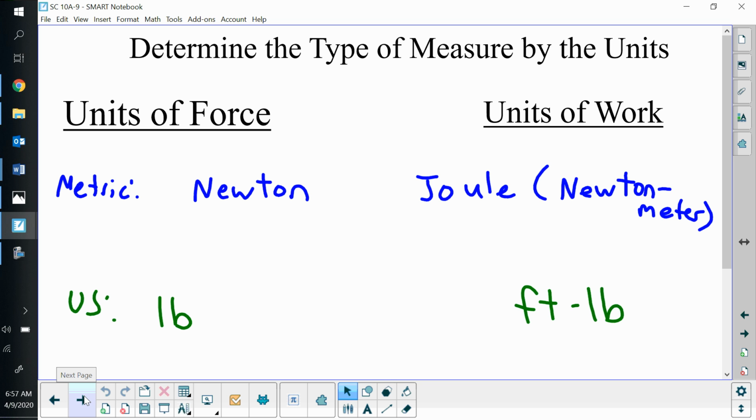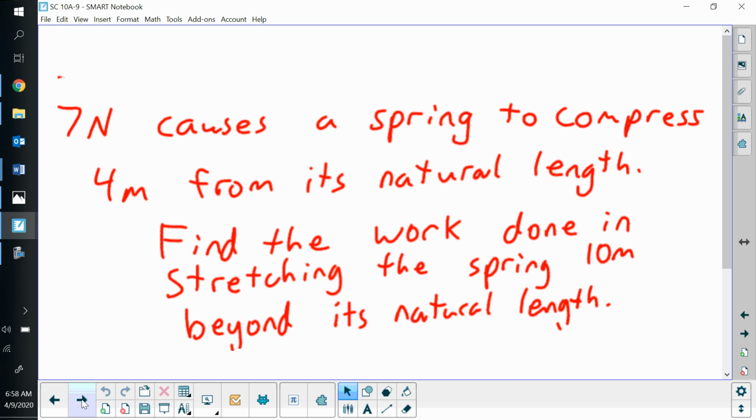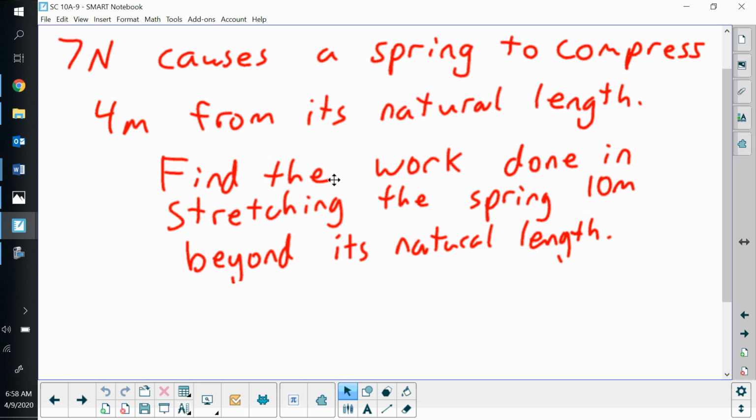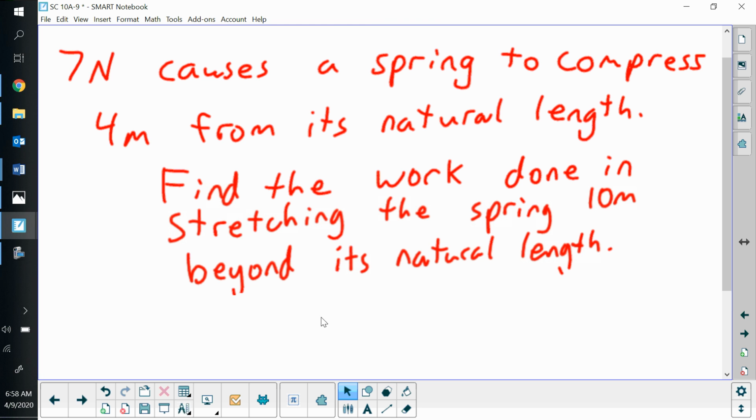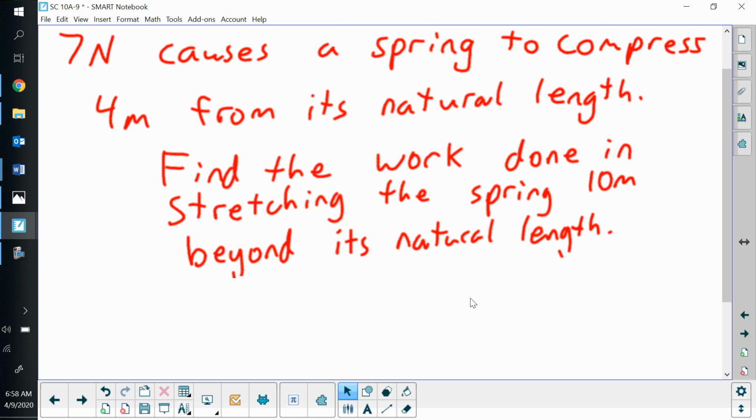So first thing we're going to do is look at two spring problems. They're common work problems, and they're the easiest of the work problems. So we've got 7 newtons causes a spring to compress 4 meters from its natural length. Find the work done in stretching the spring 10 meters beyond its natural length.